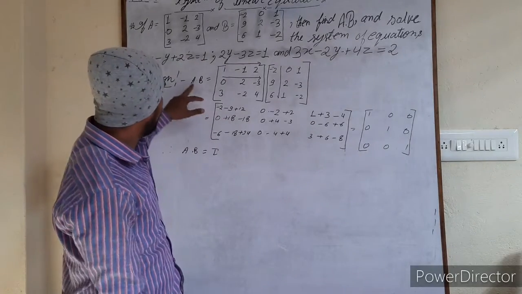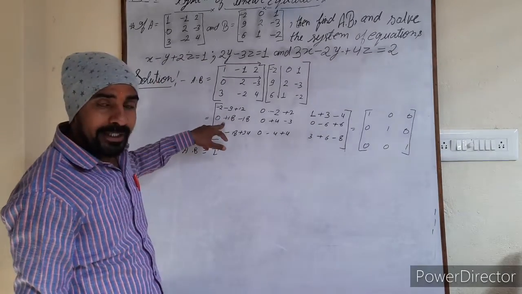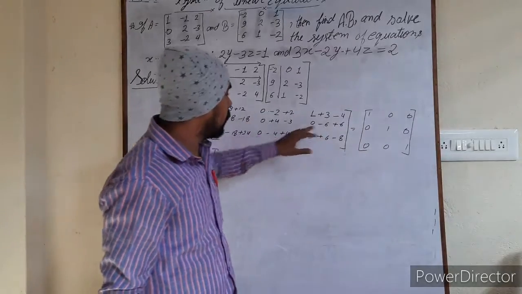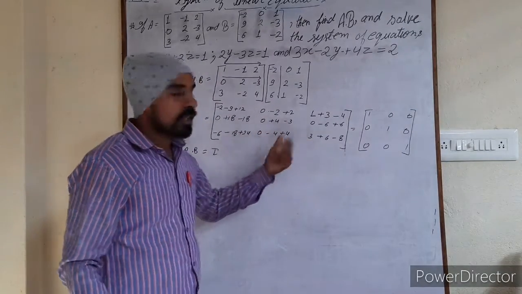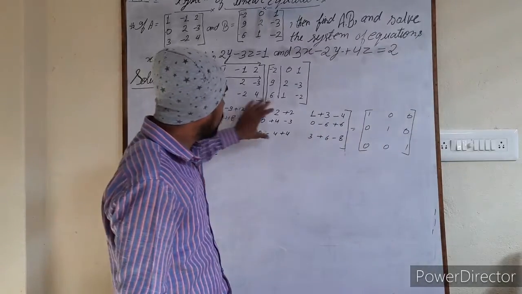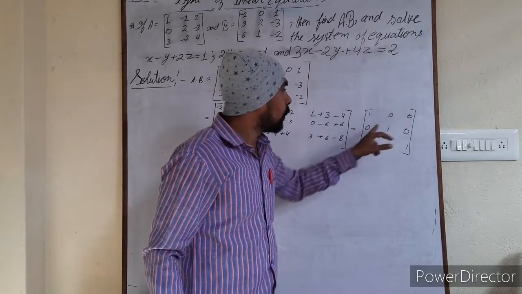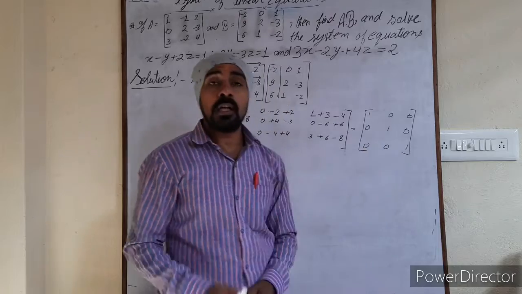Now you are observing here that after finding AB, up to here has been explained, and after that this has been solved by you, to shorten the duration of this video. I told you how to multiply this. The result of all these will be the matrix 1 0 0, 0 1 0, and 0 0 1.